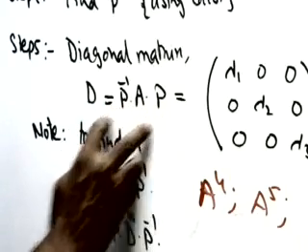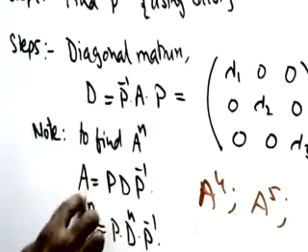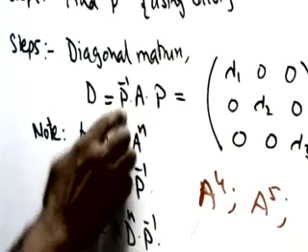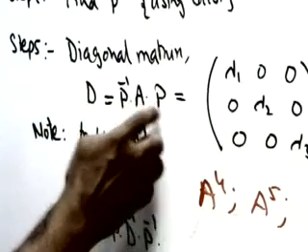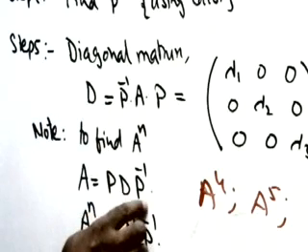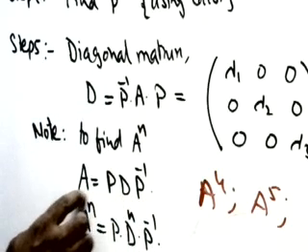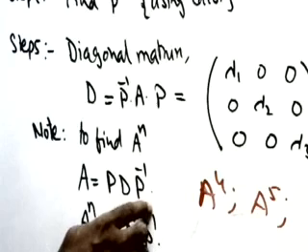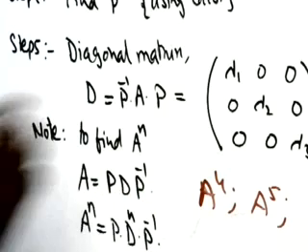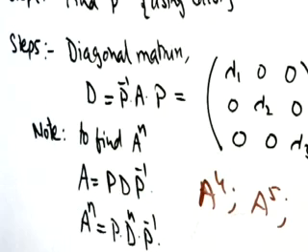The formula of D is P inverse into A into P. If you bring this P and P inverse to the other side, A equals P into D into P inverse. So the formula will be A equals P D P inverse.